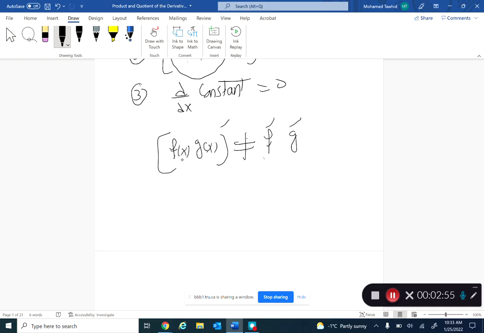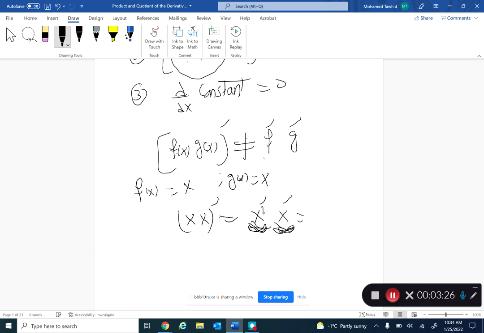For example, if you take f of x equal x, and g of x equal x, just to make it easy. Then what do you have here? You have x multiplied by x, right? I need to take the derivative. So what is x? It will be x prime, and here x prime. What is the derivative of x here? And what is the derivative of x here?